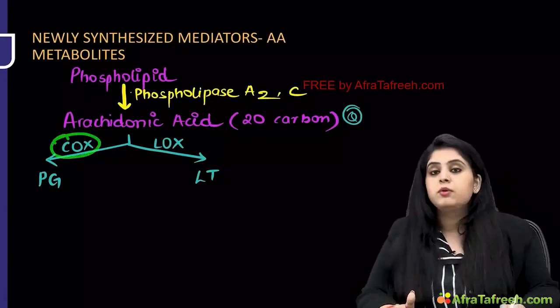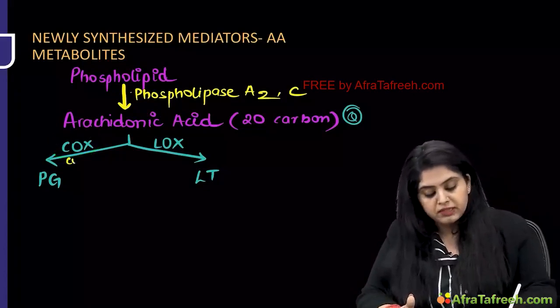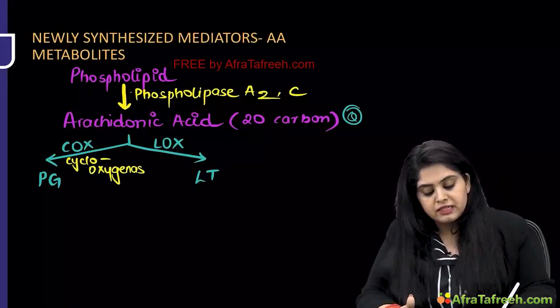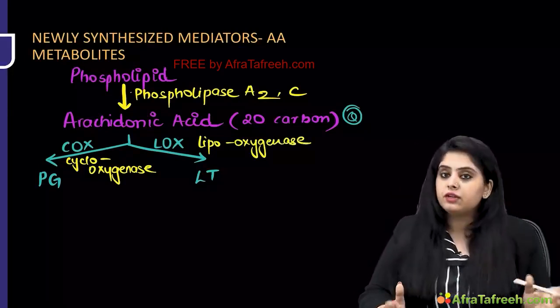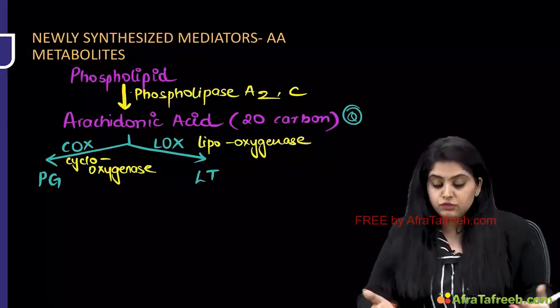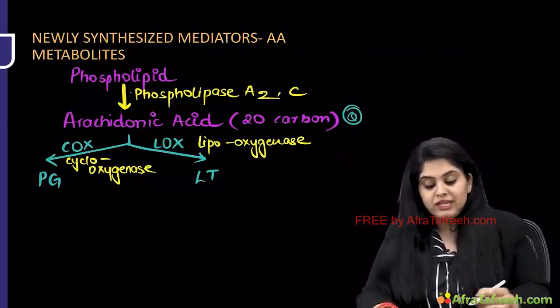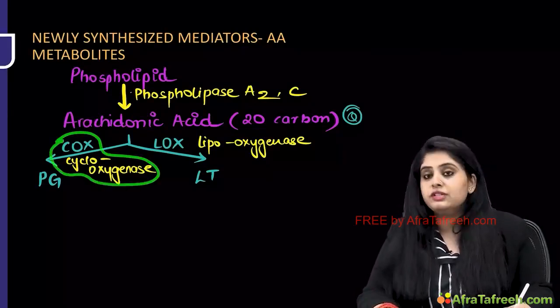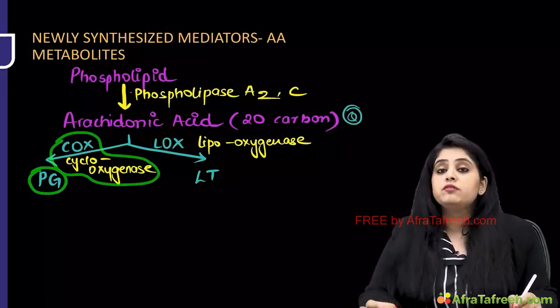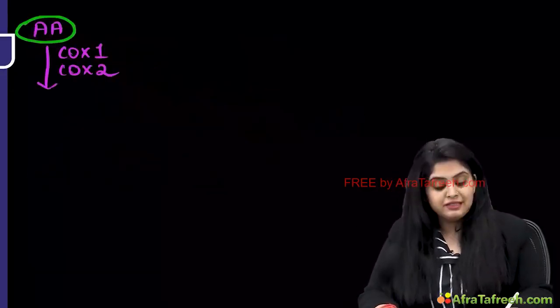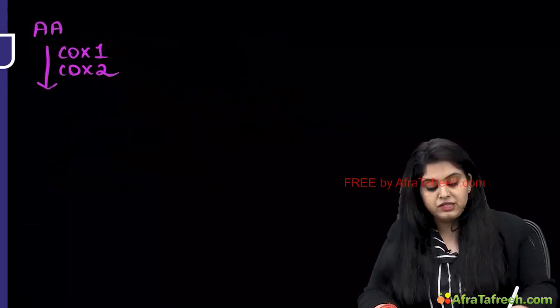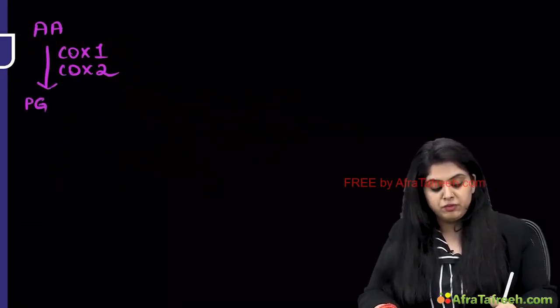Either it will be acted upon by the COX pathway. COX means cyclooxygenase, or it will be acted upon by the LOX pathway, and LOX is going to be lipooxygenase. So either acted upon by cyclooxygenase or lipooxygenase. So let's get into these pathways. When it is acted upon by cyclooxygenase, it results in the formation of prostaglandins. Repeating, when arachidonic acid is acted upon by cyclooxygenase, it gets into the formation of prostaglandins.